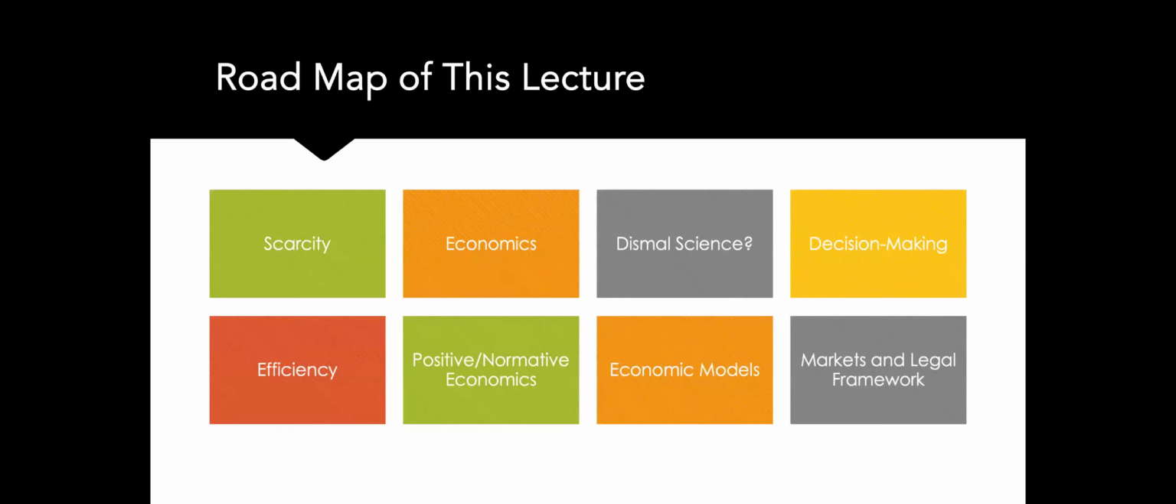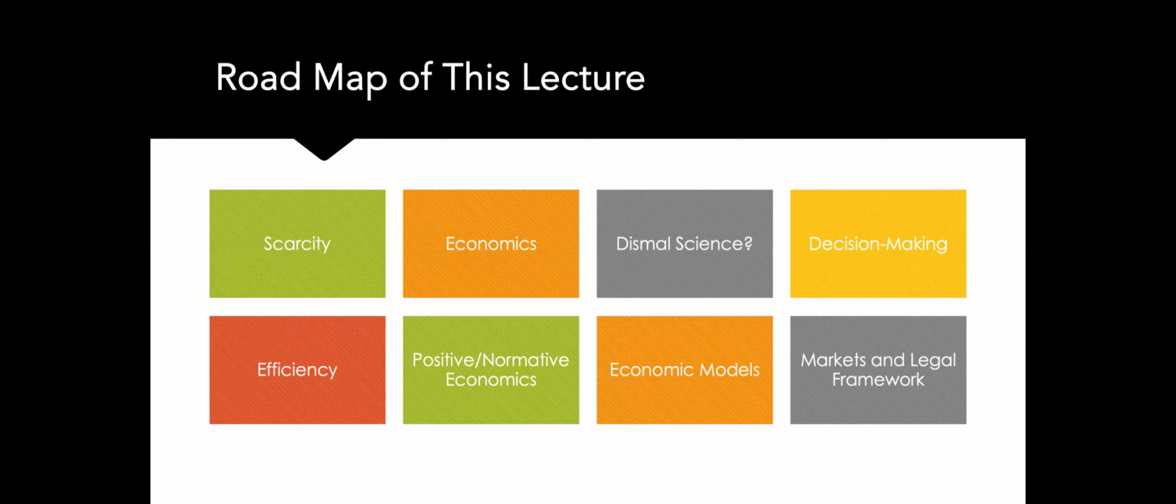So just to set things up, each lecture is going to have a roadmap of what we're going to discuss in that lecture. So first off, we're going to start our class by talking about scarcity. Then we're going to define what economics is. Then we're going to talk about something called the dismal science. It's basically a moniker that's been given to economists, and we're going to explore why it was given that title and whether or not it's really a good name for it in the first place.